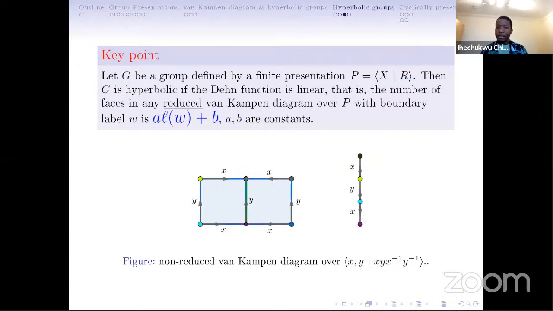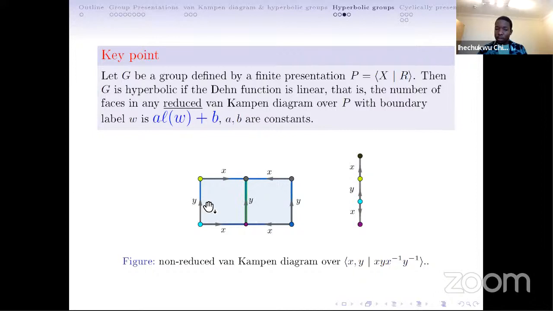That's the same thing. I'm saying the same thing. As a then function which is linear is the same as what I just described. So what I haven't told you is what a reduced Van Kampen diagram is. Here's an example of something that is not reduced.